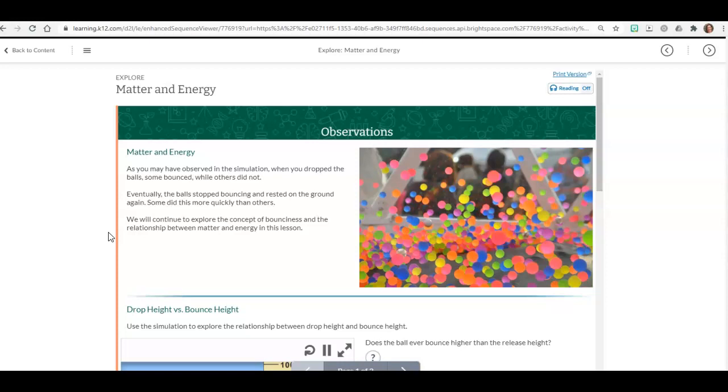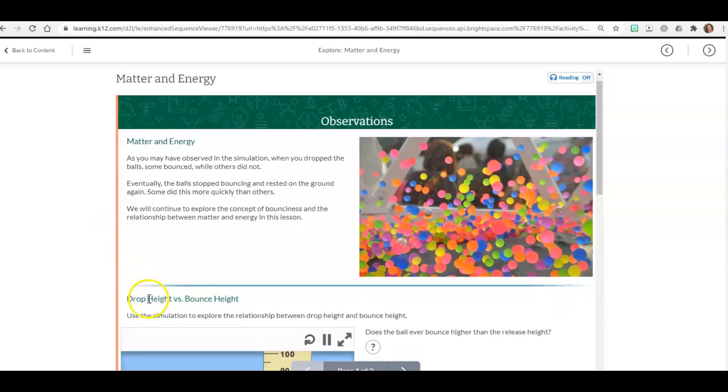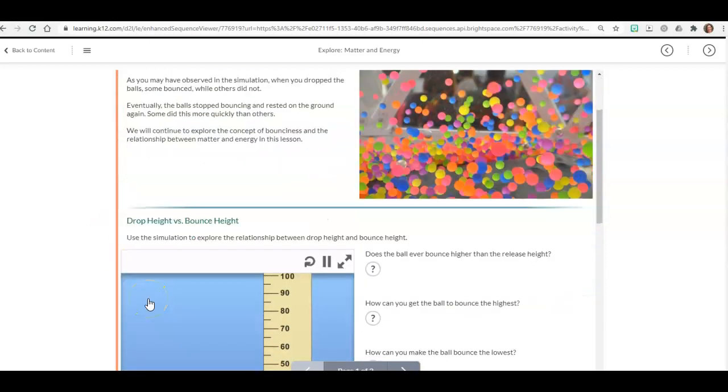And we'll continue to explore the concept of bounciness and the relationship between matter and energy in this lesson. So it's important to know that we're not learning right now about the actual bouncing of the ball. That's not really the content of the lesson. We're trying to study matter and energy, and the dropping of these and the height and all of that is just an example to help you understand the matter and energy concept.